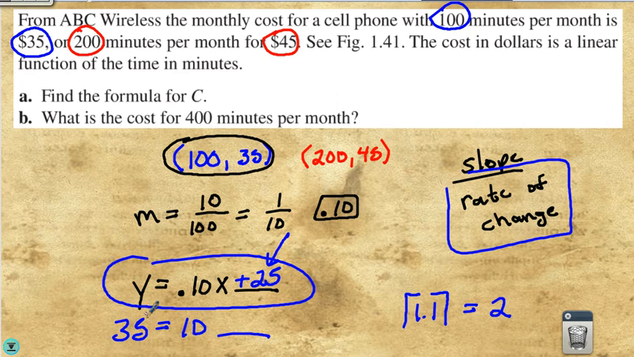But here's your equation. Notice they said find the formula for C. Instead of C, I put Y, where Y is the cost and X is the minutes. What is the cost of 400 minutes? Somebody that's got a calculator, please type that in for me. You're paying 10 cents per minute, so 400 minutes plus 25. How much will 400 minutes cost?